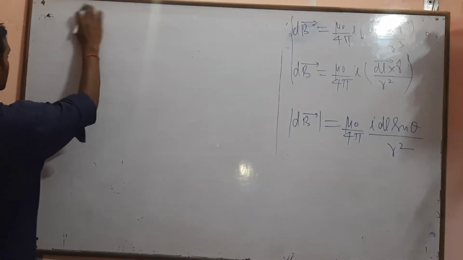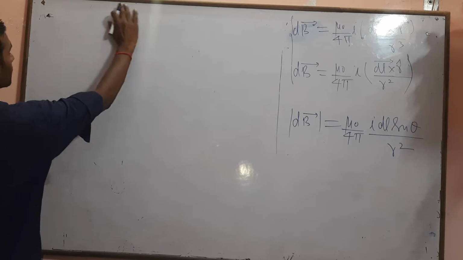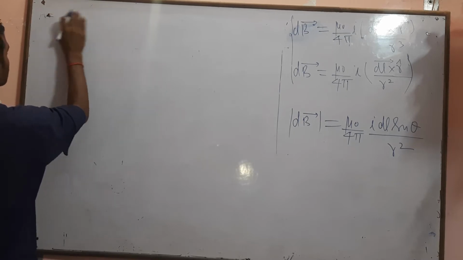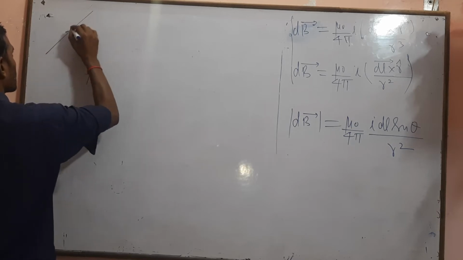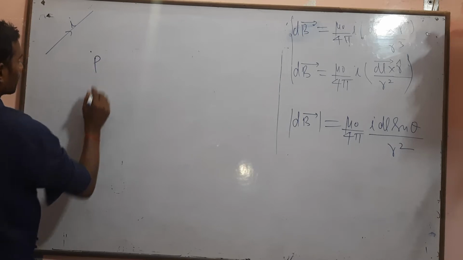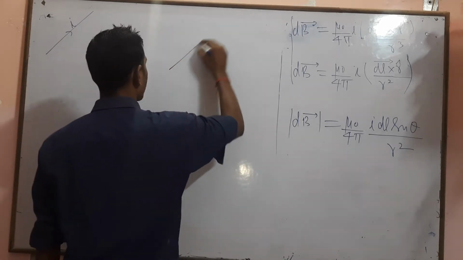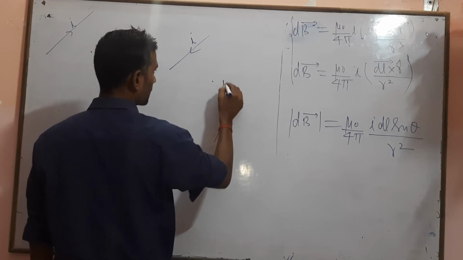Find the direction of magnetic field in these situations. Let us suppose this is a wire carrying current I. We need the magnetic field at this point, let us suppose point P. And next, the current I and the magnetic field at point P.